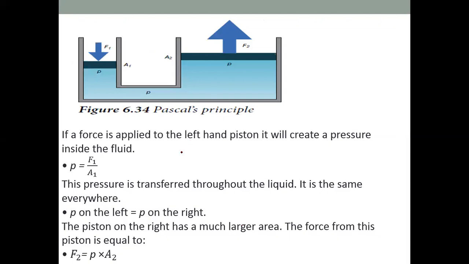Here we are going to use a formula: F1 over A1 equals F2 over A2. This is a hydraulic press, a hydraulic machine. When you put an input force over here, you get an output force on the other side. Generally F1 is smaller than F2, because when you apply a smaller force, you get a larger force at the output. And area 1 is also smaller than area 2, so the pressure here is greater than the pressure over there, because the area here is smaller. So we use this formula: F1 over A1 equals F2 over A2.